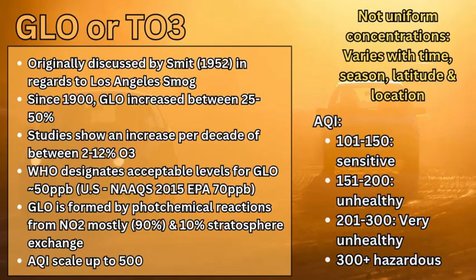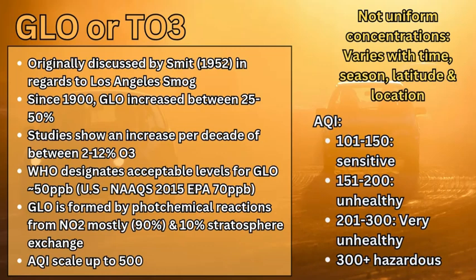And this scale can go up to 500, whereby anything above 101, people who are sensitive to these air pollutants would have unhealthy side effects and issues with their health. Anything above an AQI of 151 would be generally unhealthy for all people. Anything from 201 to 300 would be very unhealthy, and above 300 up to 500 would be hazardous, just the worst situation ever, where all these health issues become a real problem across all ages, all genders and all areas.